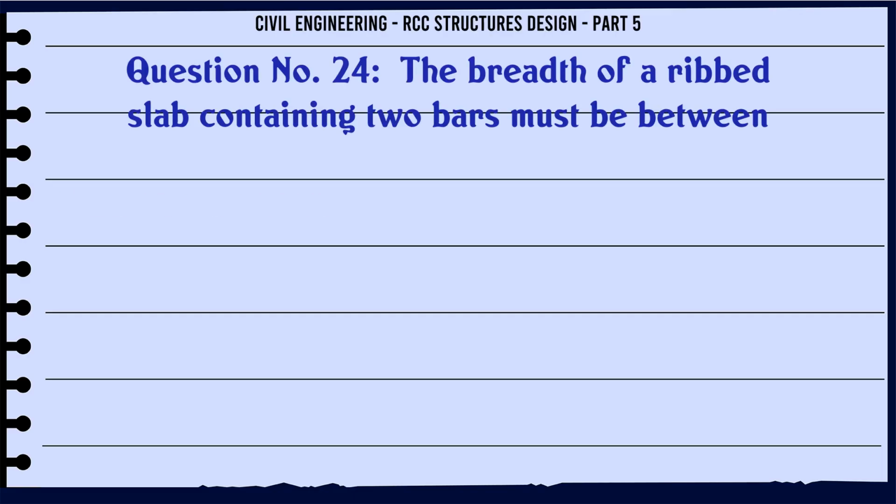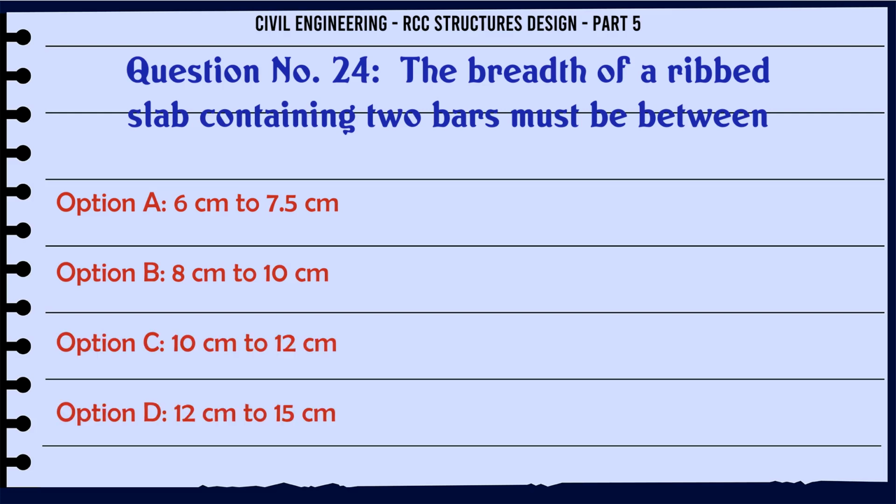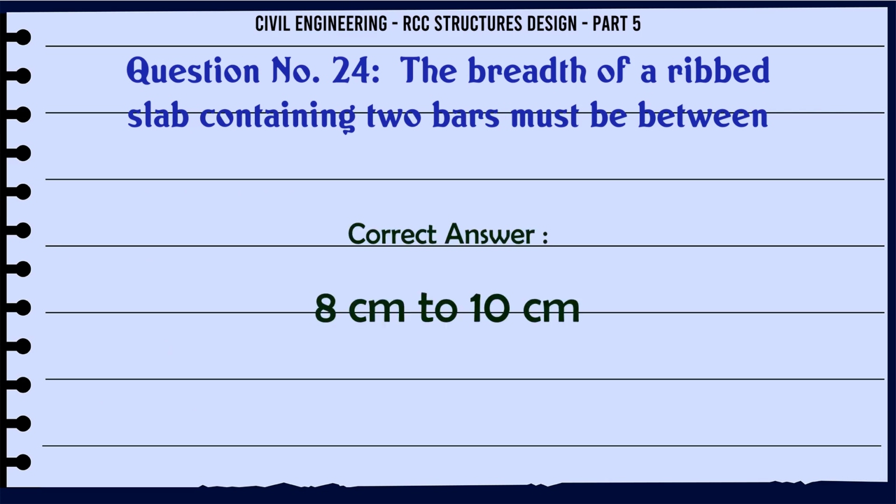The breadth of a ribbed slab containing two bars must be between A. 6 cm to 7.5 cm, B. 8 cm to 10 cm, C. 10 cm to 12 cm, D. 12 cm to 15 cm. The correct answer is 8 cm to 10 cm.